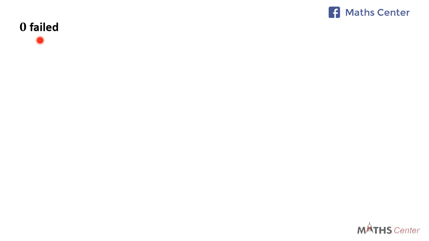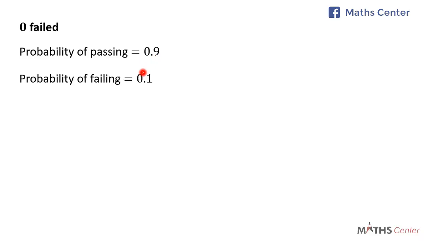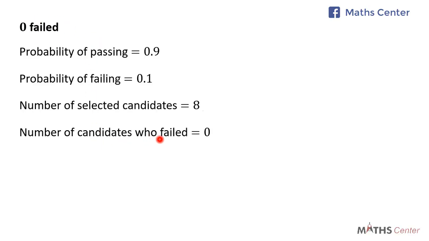We are going to find the probability that 0 failed. We know that the probability of passing is 0.9. The probability of failing is 0.1. 8 candidates were selected. Here, we are looking for the probability that 0 failed. So the number of candidates who failed will be 0.